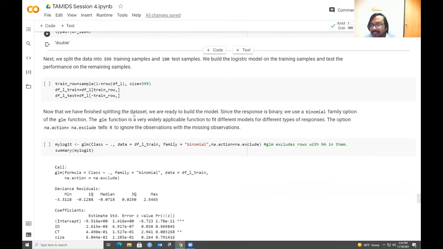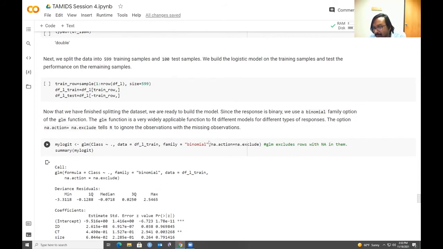Now that we have finished splitting the data set, we are ready to build the model. Since the response is binary, we are going to use a binomial family option on the glm function. So we are no longer using the lm function. Why? Because we are now in the realm of generalized linear models. We are not using the original values of zeros and ones. We are using a different value. So that's why I use the glm function. And we have to say family equal to binomial to indicate that the response variable only takes two values, 0 and 1.